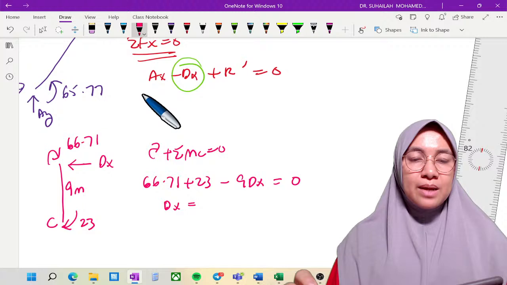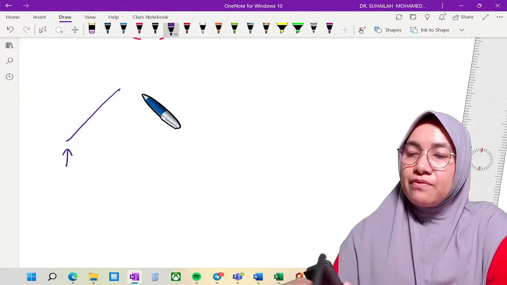So we have to calculate AX. To calculate AX, we have to consider column AB. Column AB is this one. For column AB, we have AY, we have AX.